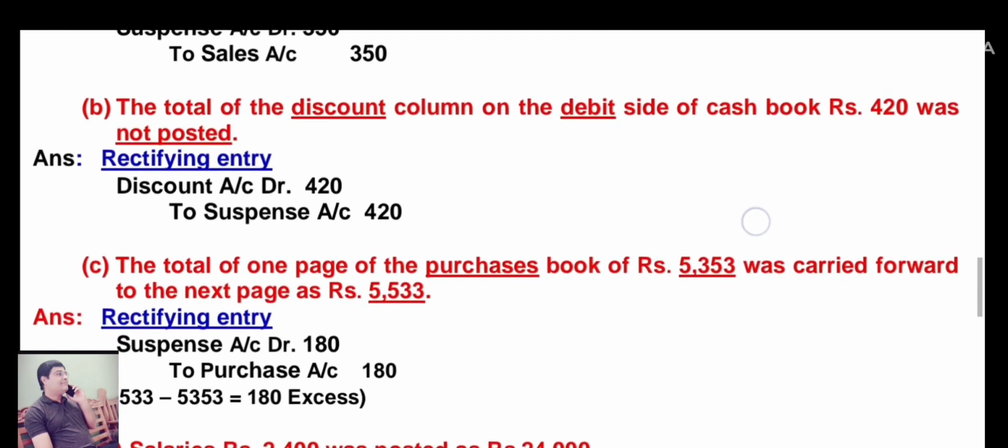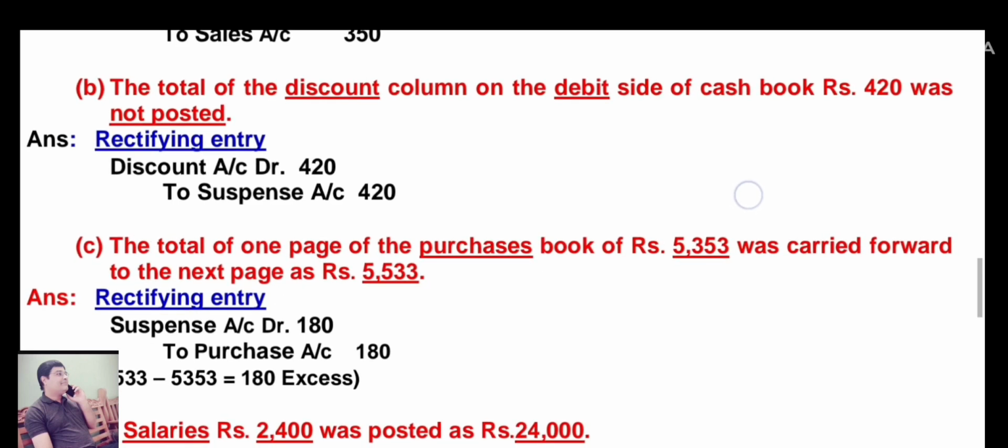Next one. The total of the discount column on the debit side of the cash book, rupees 420, was not posted. Not posted means you have to write the original entry. Now discount debit means it is discount allowed, a debit balance. So you forgot to write the entry, and now you have to write it. So the rectifying entry is discount account debit to suspense account.